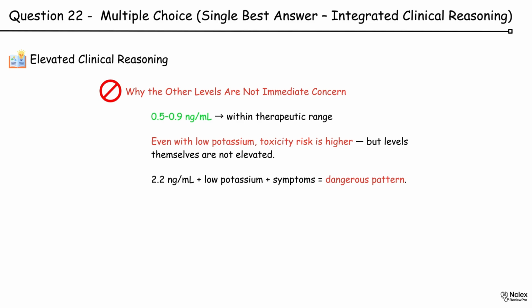Now let's review why the other levels are not the immediate concern. Levels of 0.5, 0.8, and 0.9 are within the therapeutic range. Even though the client's low potassium increases risk, the digoxin level itself is not elevated in those options. The exam is pushing you to recognize the dangerous combination. Symptoms plus hypokalemia plus elevated level equals intervene.